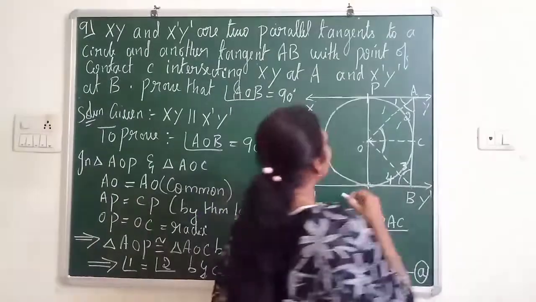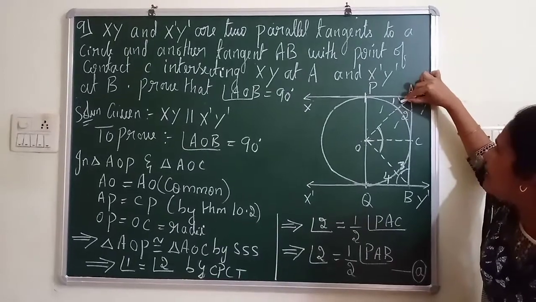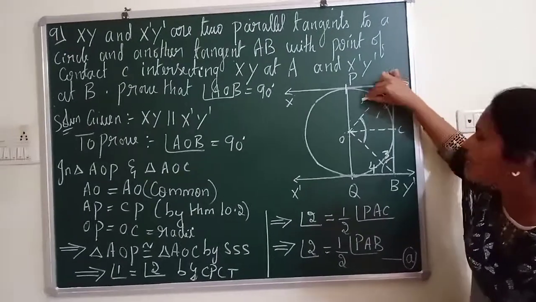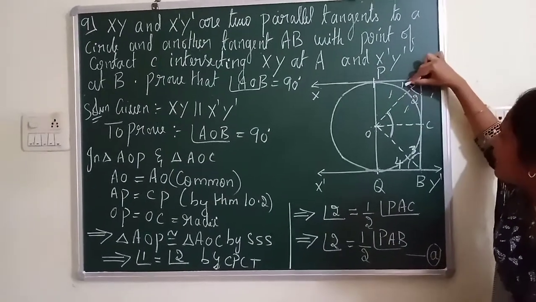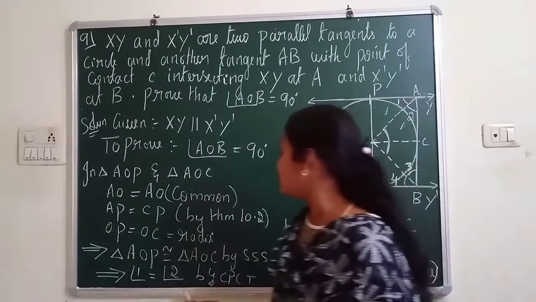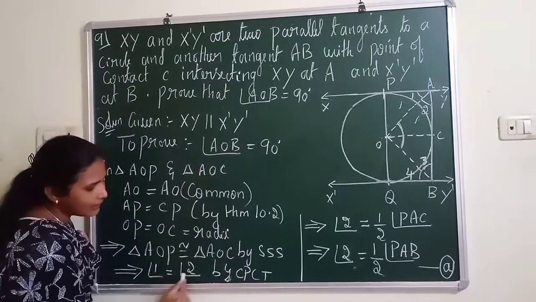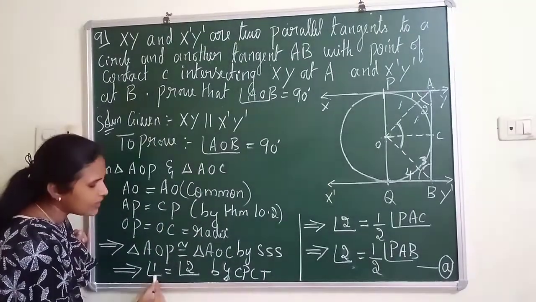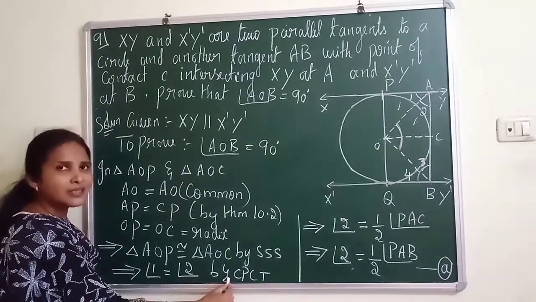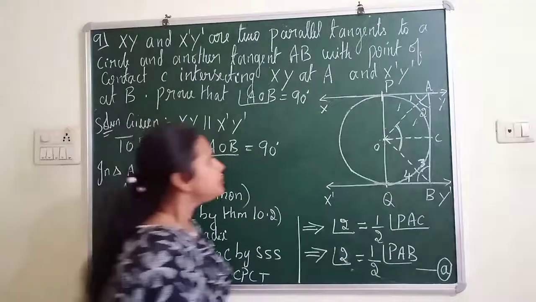So we are not bothered about other corresponding parts. We need these two. Because I proved that these two triangles are congruent, can I tell angle 1 equals angle 2? Yes, angle 1 equals angle 2 by CPCT. So I got those two corner angles equal. That is, angle 1 and angle 2 are equal by CPCT, that is, corresponding parts of congruent triangles.